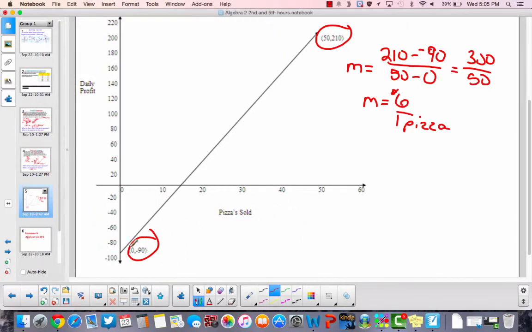All right. How do you make negative $90? Right, that's her startup cost. That's how much she owes. Okay. What is this going to represent? How much money does she make here at her x-intercept? Right, she makes $0 here. This is going to be her break-even point. We need to know how many pizzas she needs to sell to be able to break even.